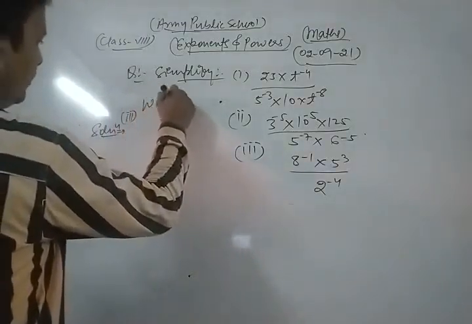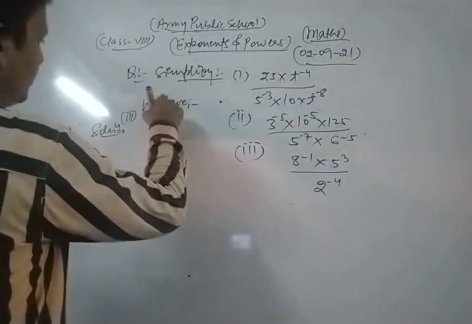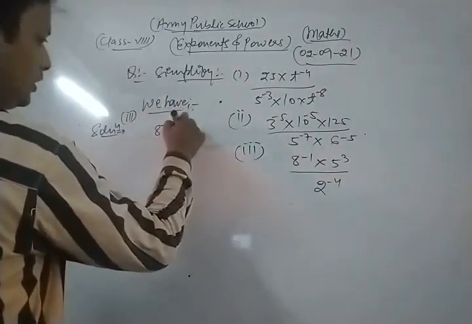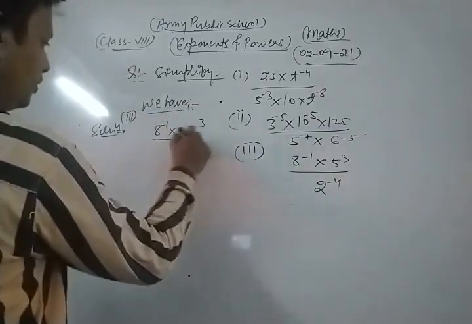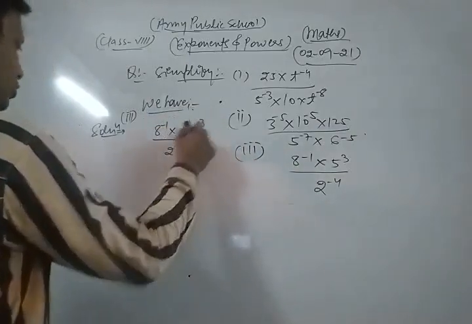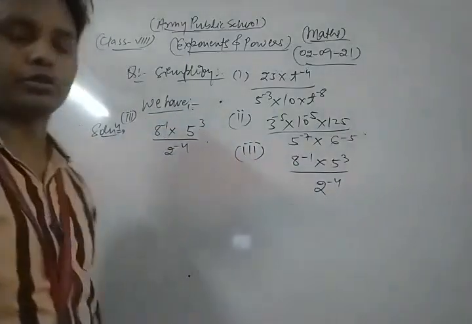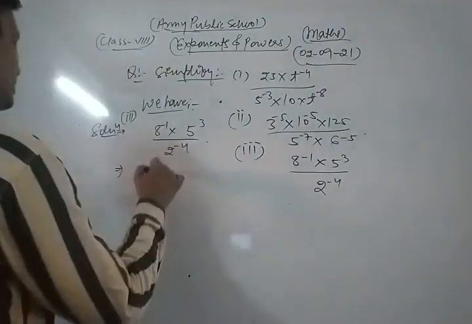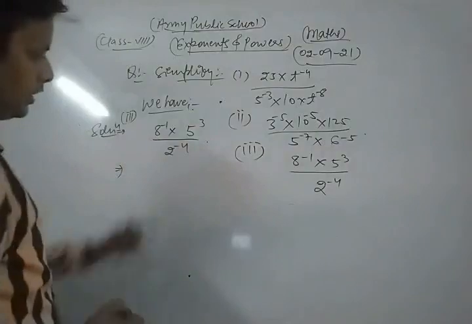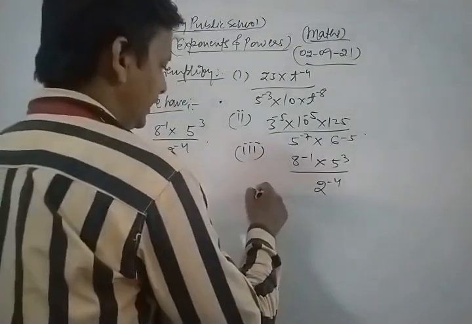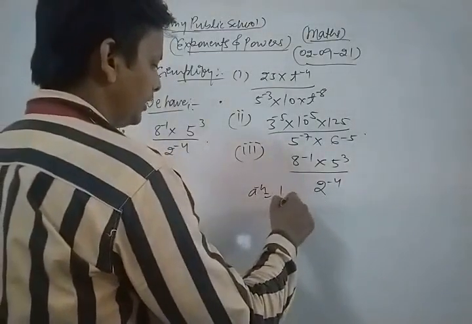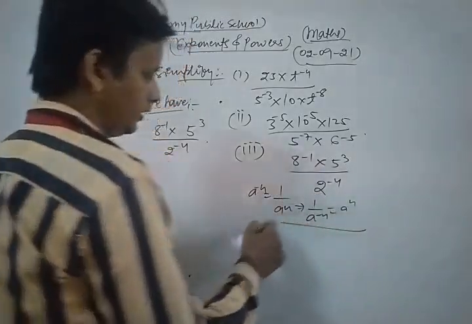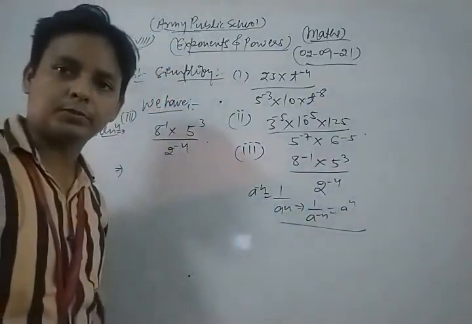We have 8 power minus 1 into 5 power 3 upon 2 power minus 4. This is also a very important question. Okay, look. So first of all we convert minus into plus, and you know that a power minus n we can write as 1 upon a power n, and 1 upon a power minus n we can write as a to the power n. This is also a very important law of exponent.